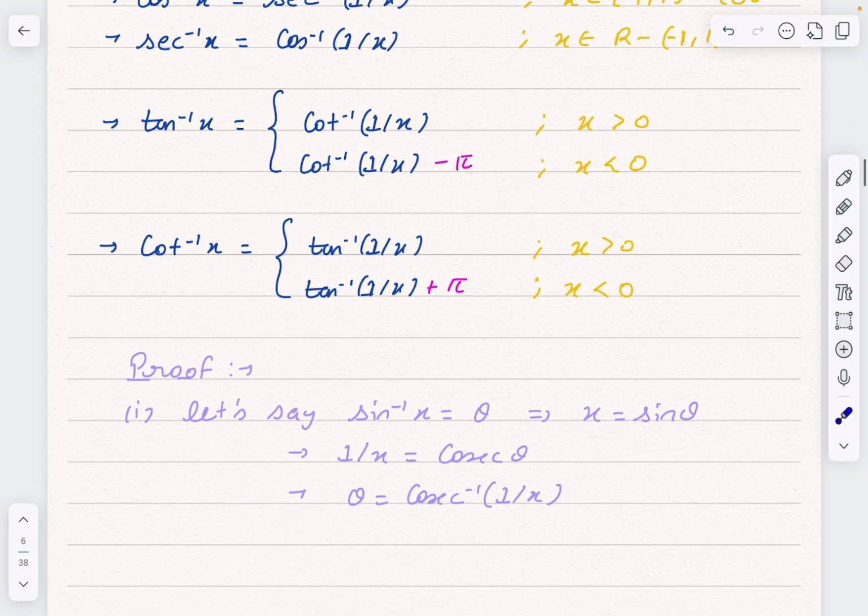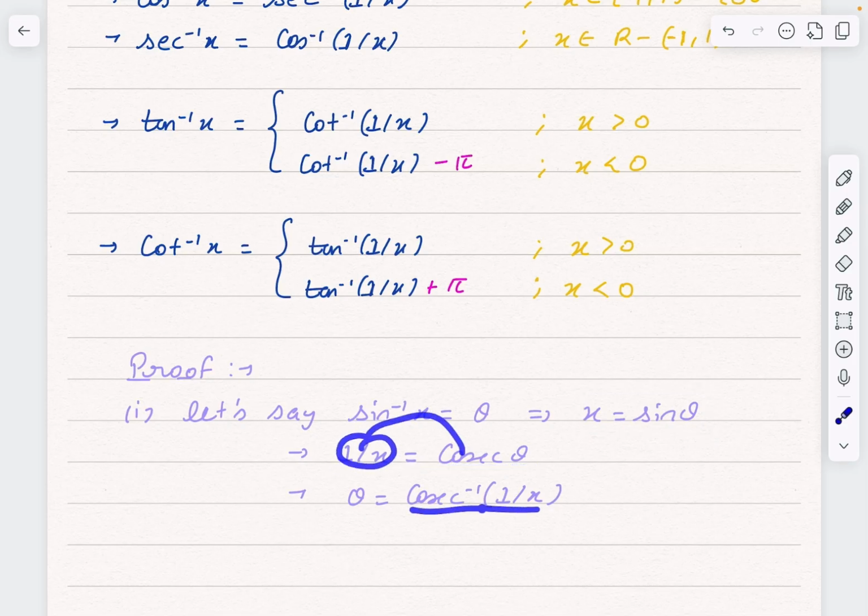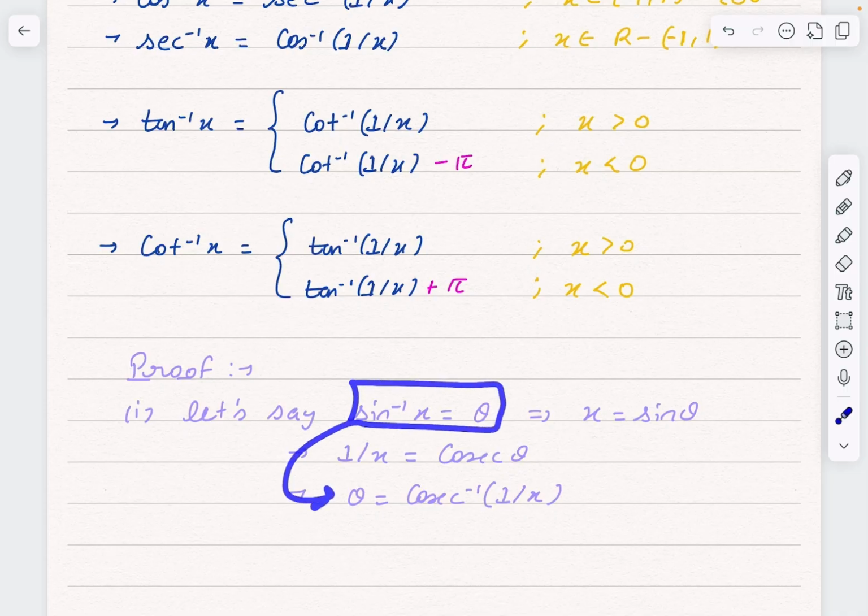How do you prove this thing easily? You can prove it, so let us say sine inverse x is theta. So x will be sine theta, and then 1 by x will be cosecant theta. So cosecant inverse 1 by x will become theta. And theta was sine inverse x. Hence proved. Okay, next.